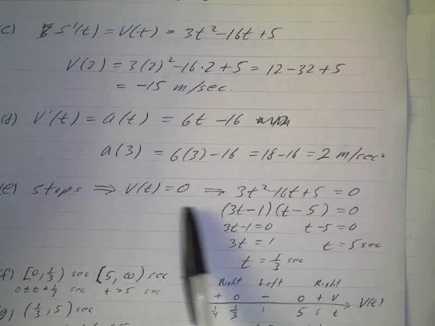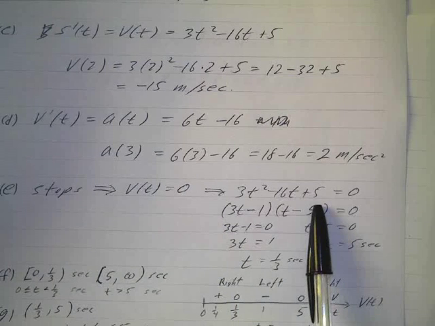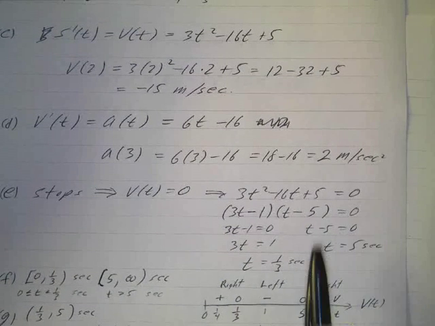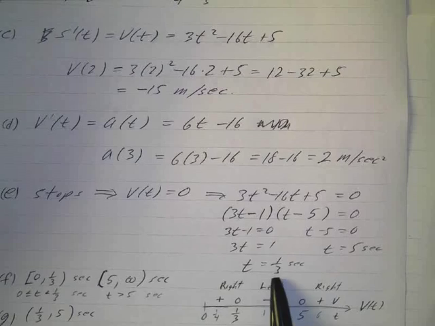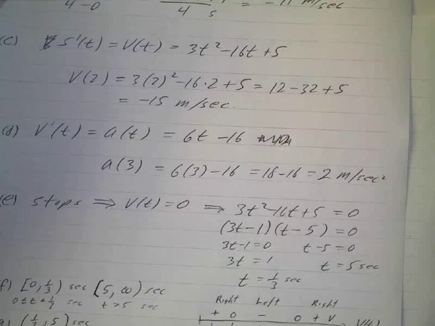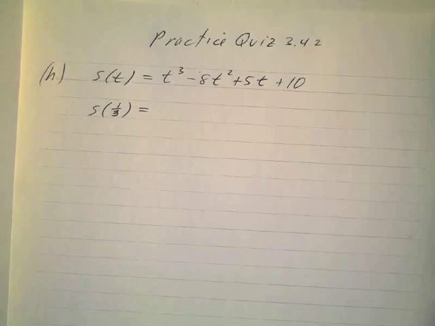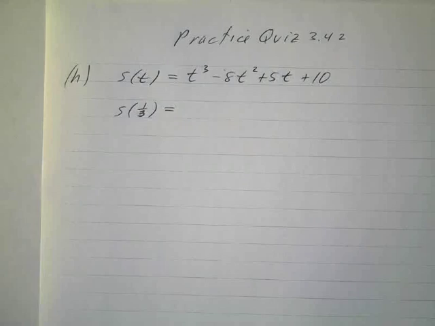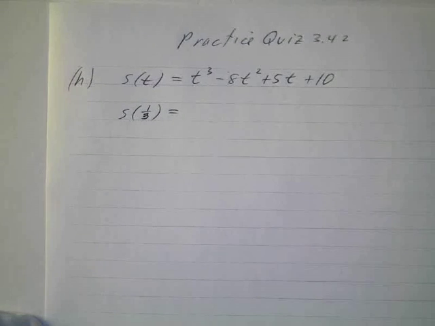By setting the velocity function with respect to time equal to zero, we found out that it equals zero at 1/3 seconds and at 5 seconds. So now we know the when, and we want to find the where, so we put those values in. We've got this cubic, so there's a little bit of arithmetic to be done, but it's not that hard.